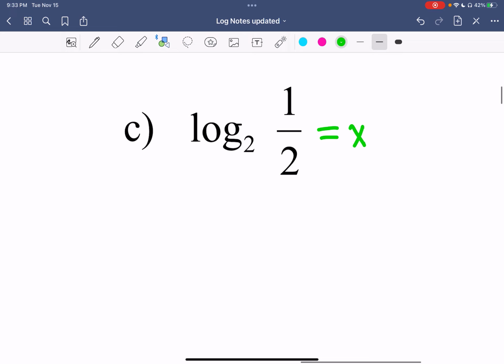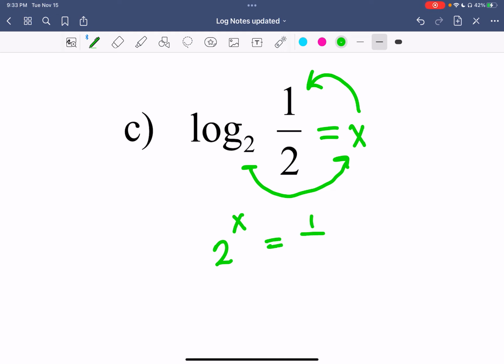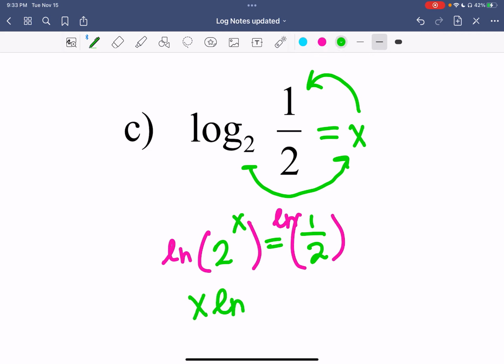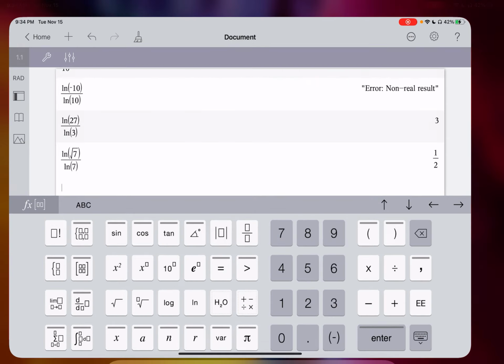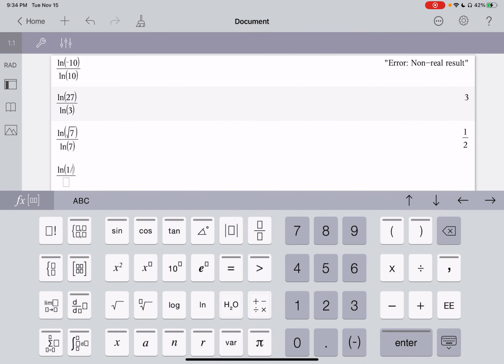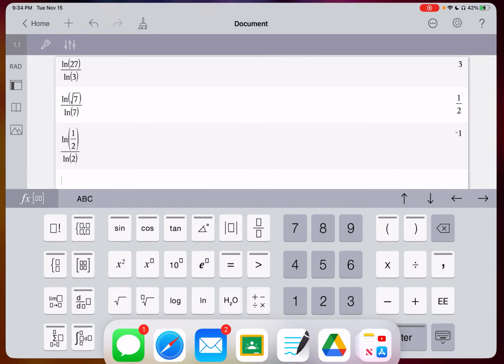Okay, next one. Your little switcheroo, start with the base of 2, come out, then go back in. 2 to the power of x is equal to 1/2. Take the natural log. Bring your x to the front and divide out whatever is being multiplied by x so you can get it by itself, and then type that into the calculator. The natural log of 1/2 divided by the natural log of 2. You get -1.